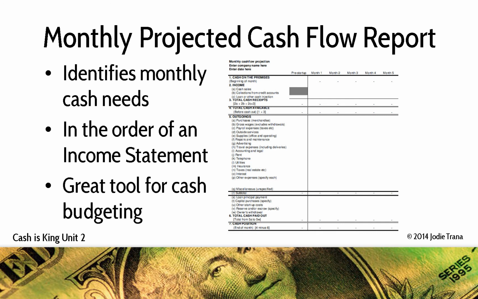And then it lists the outgoings. Those are your expenses, plus down below the subtotal you can see that there are the non-expense payments out too, like loan principal payments and capital purchases. So it's a very easy to understand report. You have cash coming in, and you have cash going out, and you have a monthly balance. What this report does is it helps to identify monthly cash needs, which can then be sought out with some of the sources that we talked about before.